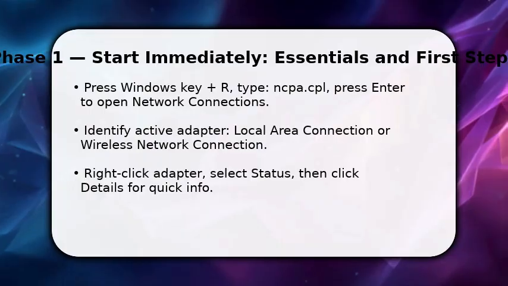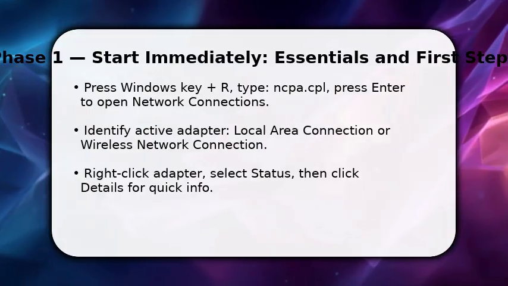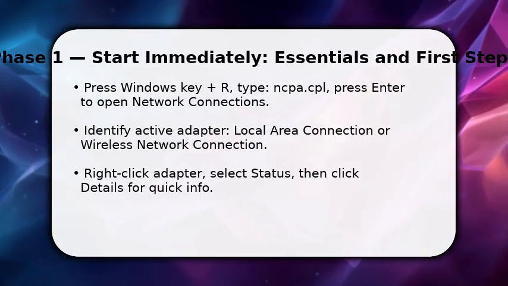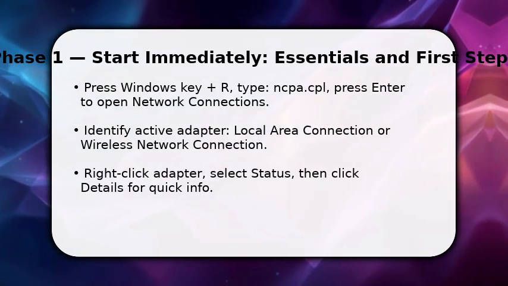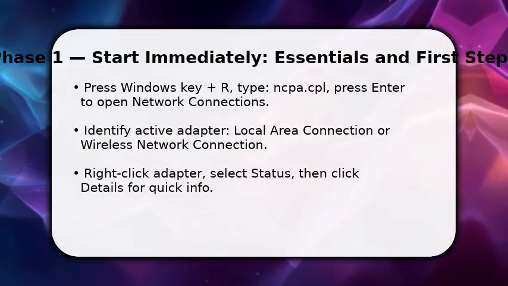You start by opening the Network Connections panel because that's the central place Windows lists interfaces. Press Windows key plus R, type NCPA.CPL, and hit Enter.